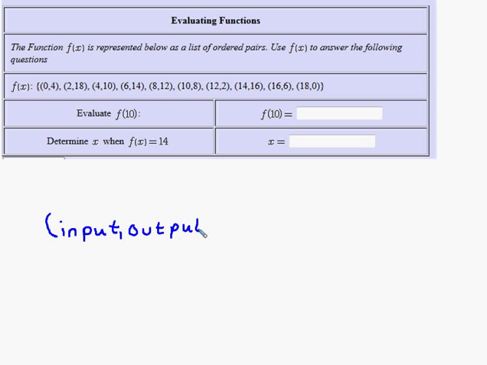Comparing that with function notation, we tell people which is the input and the output by writing the notation like this. We've got the name of the function, we put the input in the parentheses here, and then the output goes to the right of the equal sign.